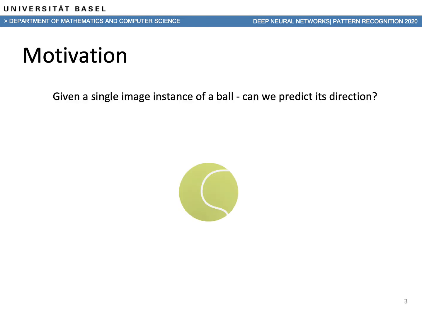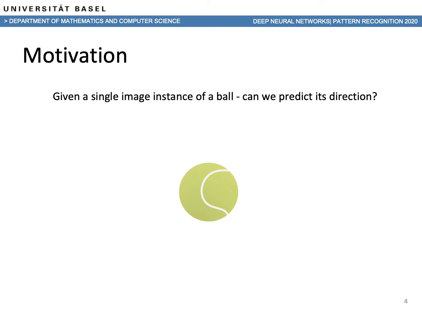But let's start out with a motivation. Let's say we have a single image or some numbers describing where a ball is, and we want to predict its direction. So it could be going in this direction, or this direction, or this one. But just from this one instance of this ball, we cannot really say anything more.